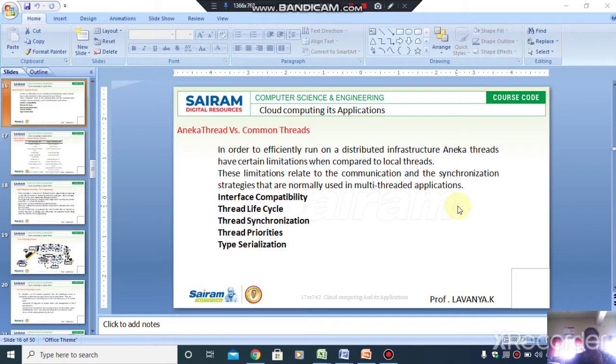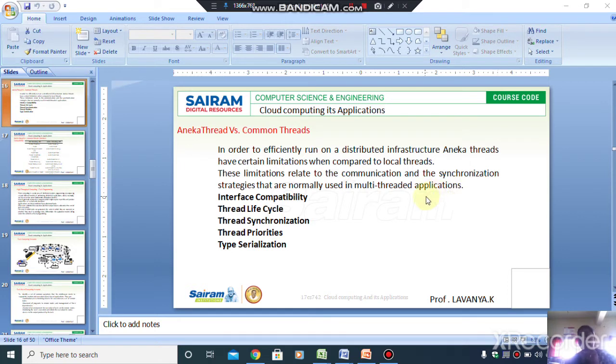When we create the Aneka thread, the name should start with Aneka, for example Aneka.Thread.Systems or Aneka.Thread.something. The Aneka thread starts with the name Aneka, while the common thread starts with System. So this is the difference between the Aneka thread and the common thread.